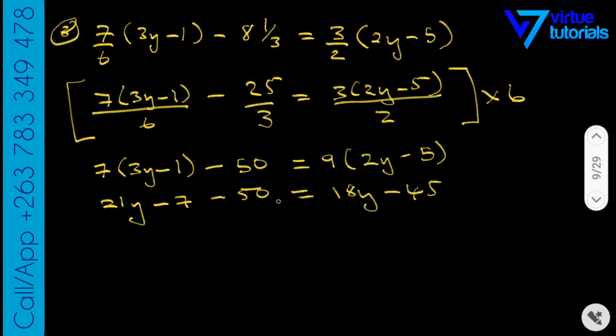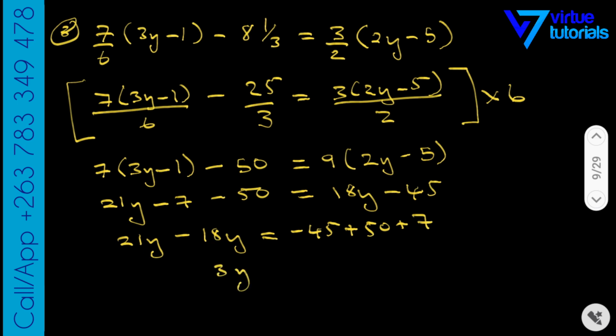So we collect everything with y on one side, everything without y on the other side. So we can have our 21y, take 18 this side, it becomes a minus 18y. This is equal to minus 45 plus 50 plus 7. So 21 minus 18, that's going to give you a 3y, and this is equal to minus 45 plus 50, that's 5, 5 plus 7, that's going to give you 12. Then I divide both sides by 3, I get my y is equal to 4. So that's how simple it is. But the first thing is you need to take these initial steps and simplify the equation step by step.